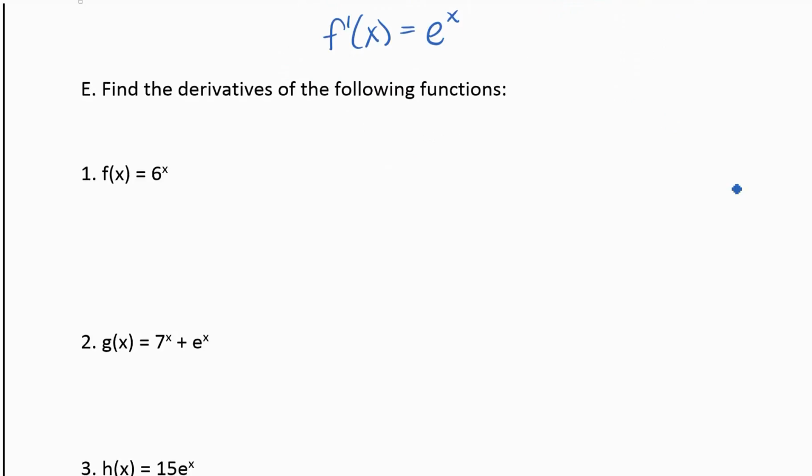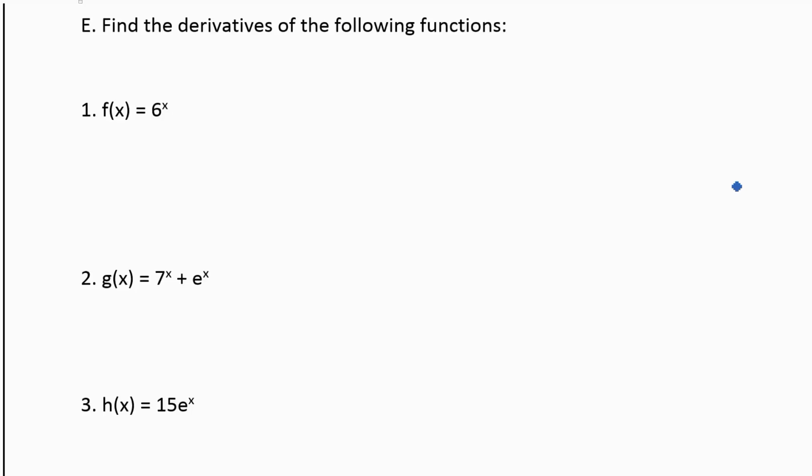Okay, so let's do a couple of problems here. It says find the derivatives of the following functions. So first we have f of x equals 6 to the x. So that's just using our rule. f prime of x will be 6 to the x natural log of 6.